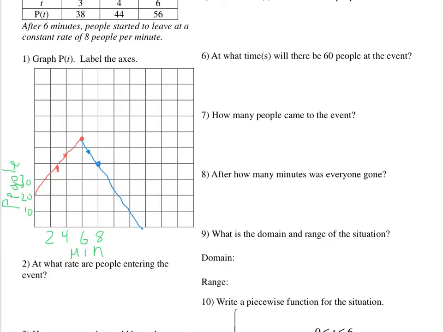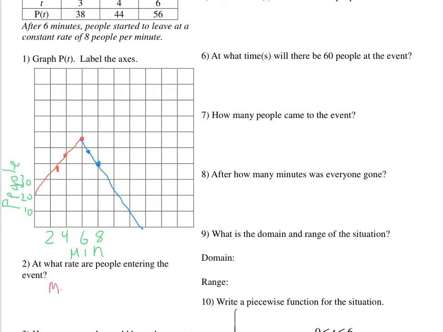So the first question, at what rate are people entering the event? Entering is the red, so the rate would be the slope. So what's the slope between these dots? Now it's kind of hard because this is just kind of a sketch. Let's find our exact slope. Would it be easier to find between these two or these two? I think these two because the interval is 1, where this interval is 2 values. So let's find the slope of this.